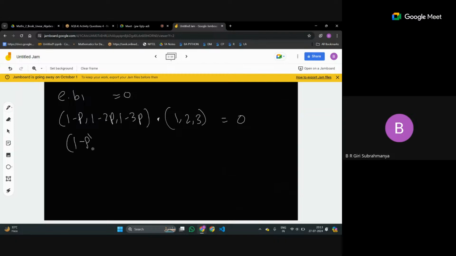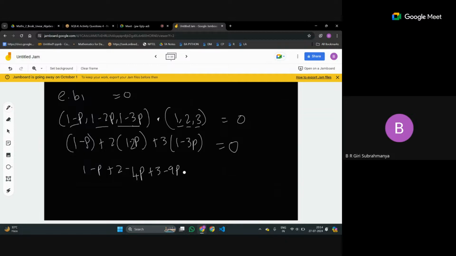When you do the dot product between these two, you will get 1 minus P, plus 2 times 1 minus 2P, plus 3 times 1 minus 3P, correct? I'm just doing the dot product: this times this, and this times this, and we add everything together. So you will get 1 minus P plus 2 minus 4P plus 3 minus 9P is equal to 0. So this is 1 plus 2 is 3, 3 plus 3 is 6, minus P minus 4P is minus 5P, minus 5P minus 9P is minus 14P. So this is going to be 0. So what will P be? P is equal to 6 by 14, or 3 by 7.